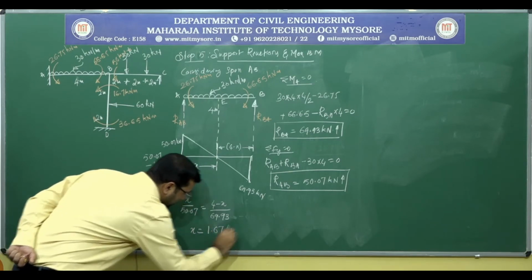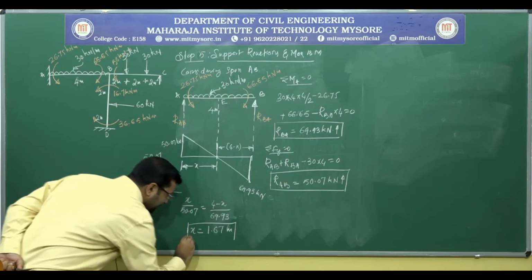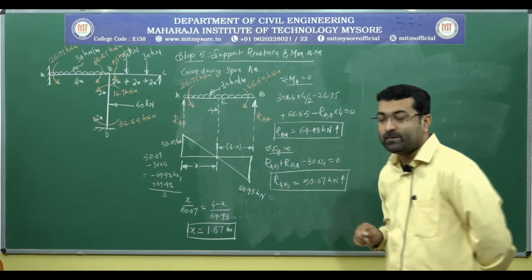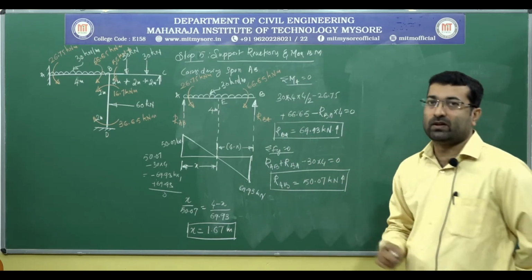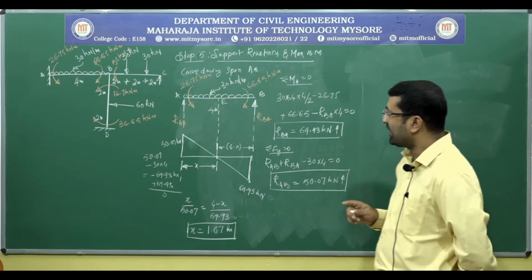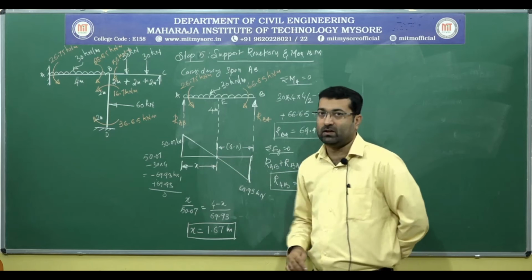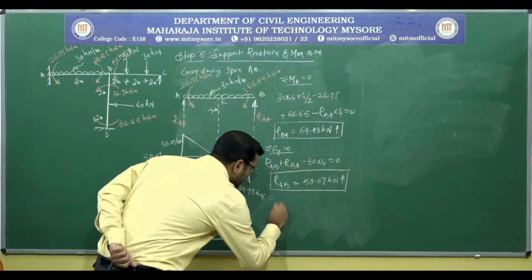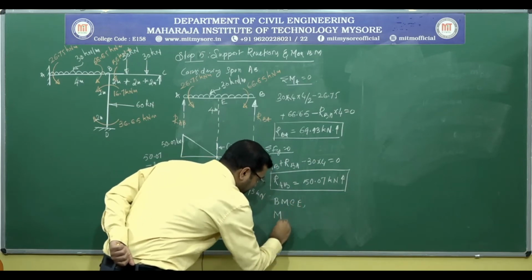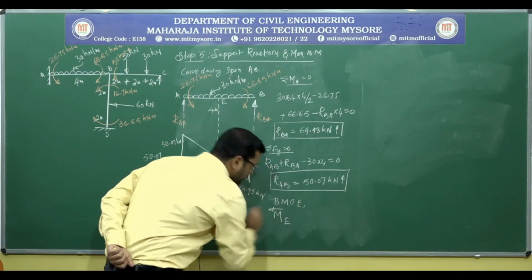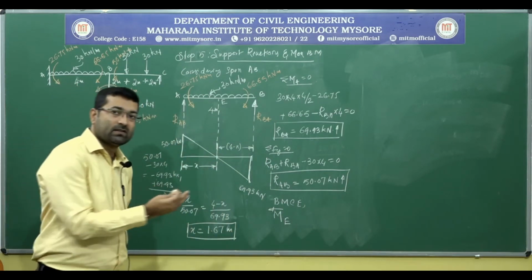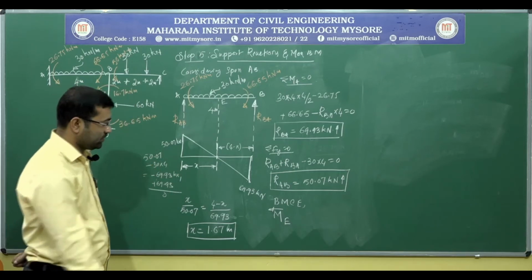1.67 meter. So at a distance of 1.67 meter from A, we can say that the shear force value is 0, and exactly at the same point the bending moment is maximum. Now we need to determine how much is the maximum positive bending moment at this particular point. So for that, what I will do, bending moment at E, that is ME is equals to, so we have to calculate the bending moment at E. That can be done either by considering the left portion or the right portion.